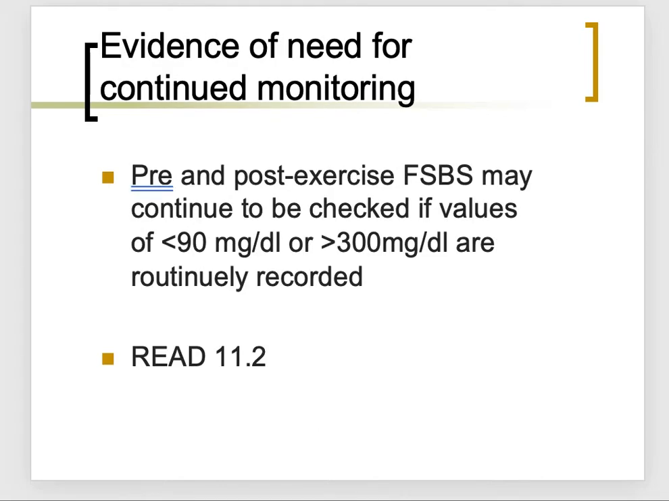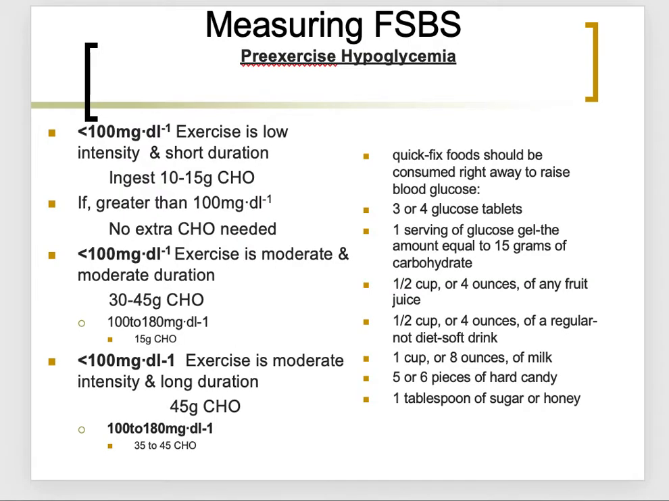So pre and post exercise finger sticks may continue to be checked if you're seeing values that are really skewed. So if you're less than 90, those are too low. Greater than 300, those are too high. Right? So kind of understanding. So what do we do pre-exercise if someone comes in and their glucose is less than 100? Well, they're less than 100, we need to eat something. So what they're going to be eating if they're less than 100 is they should be ingesting 10 to 15 grams of a carbohydrate. Right?